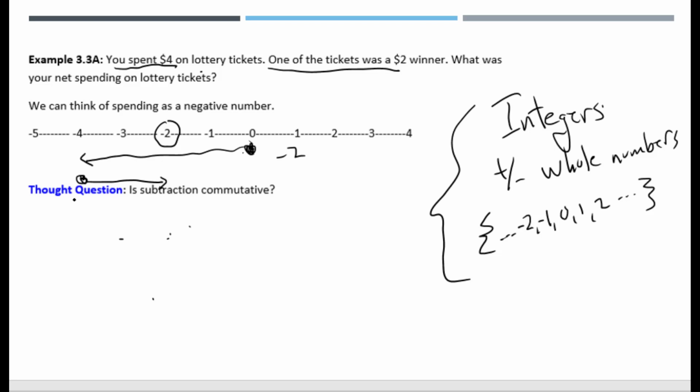So is subtraction commutative? Well, let's look at that. Just take something like 6 minus 2. That's 4. Is 2 minus 6 equal to 4? And the answer is no. That would be a negative 4. So no, subtraction is not commutative.